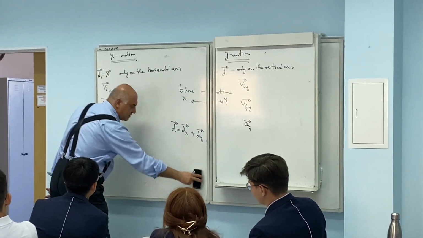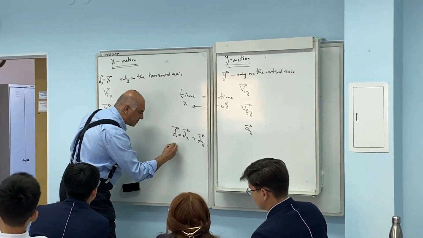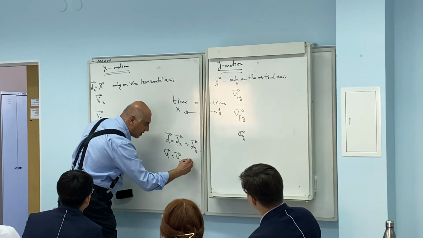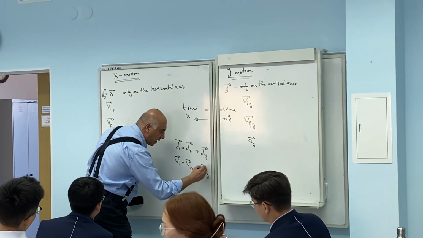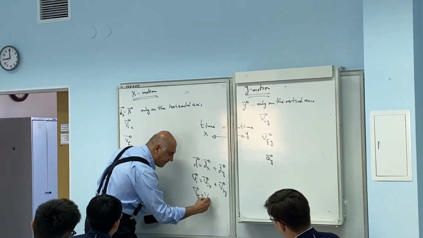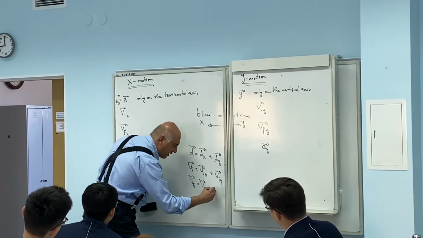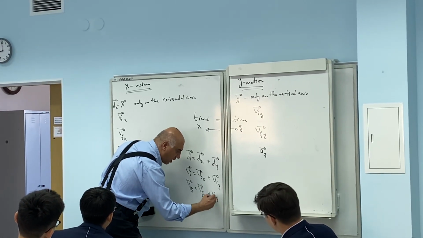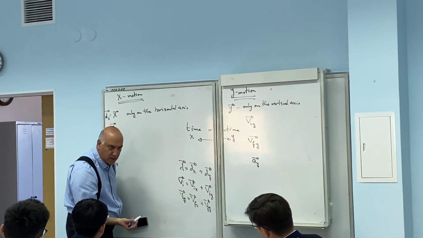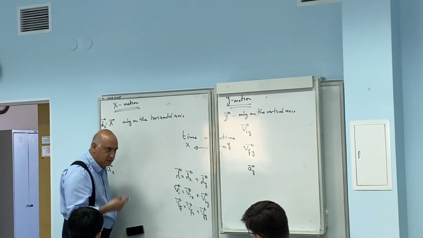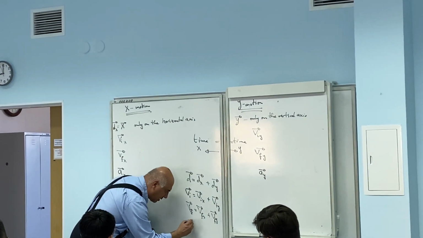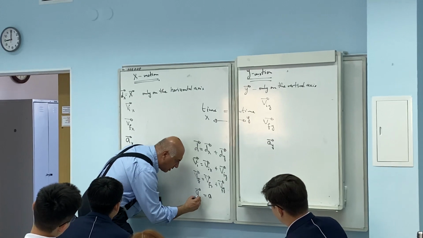So for all of these, my initial velocity vector has 2 components: initial velocity vector x plus initial velocity vector y. My final velocity vector also has 2 components: my final velocity vector x plus my final velocity vector y. And the last one. What's the last one? Acceleration. It's also consists of AX and AY.